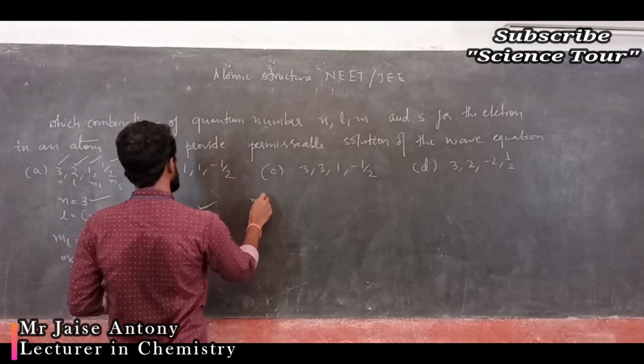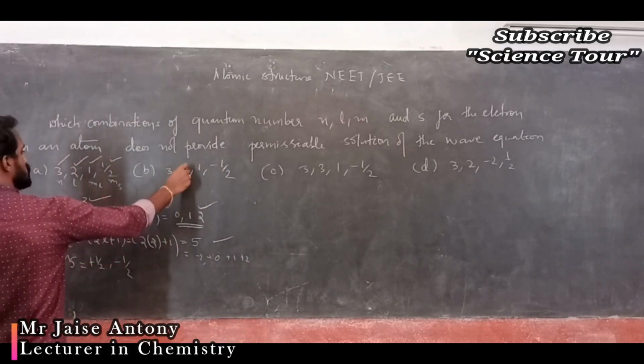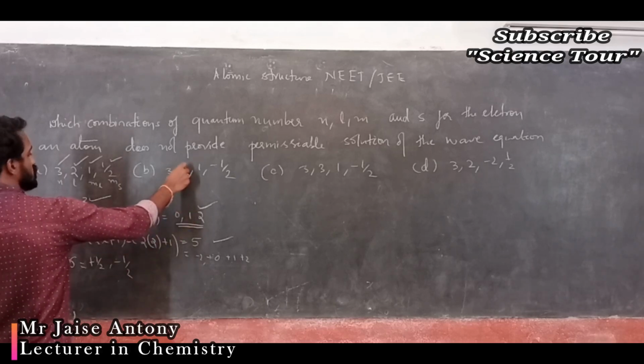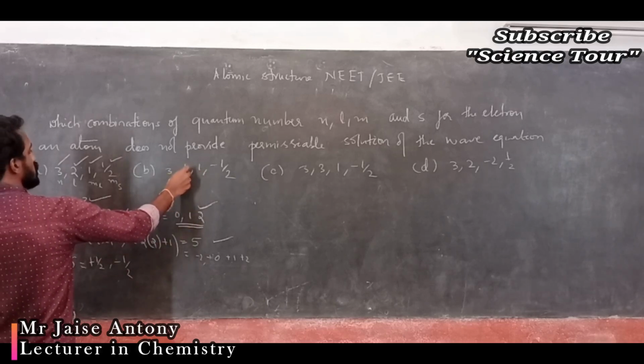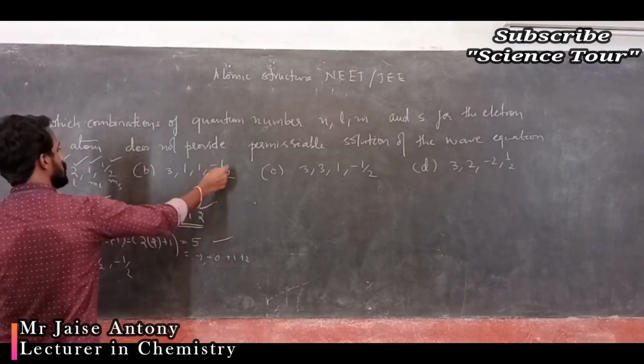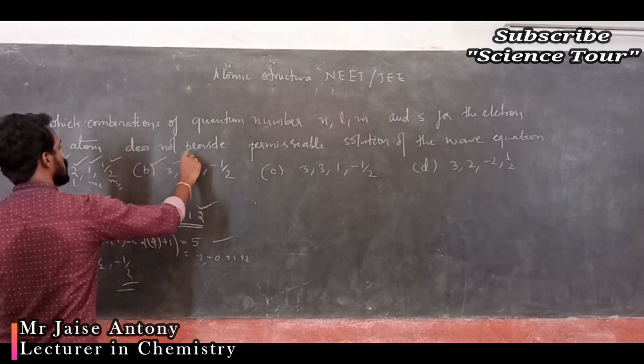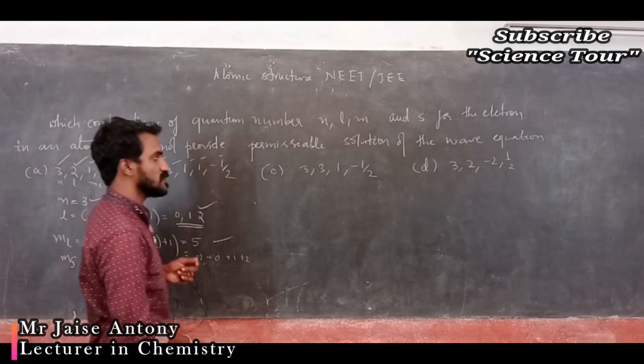And in the second one you can check, my dear students. n is equal to 3, it is also same. n is equal to 3 is possible. l value 1 is possible. ml value 1 is also possible. Minus half is also possible. So the second is also possible. All the 4 quantum numbers are possible.